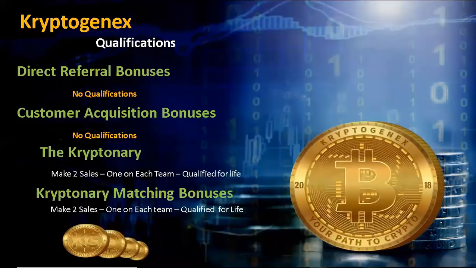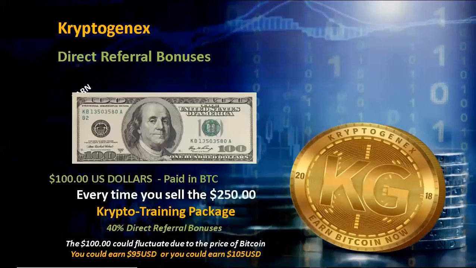There's no qualification to earn the referral bonus or the customer acquisition bonus. However, for the Kryptonary, we call it the Kryptonary, it's a binary. For the Kryptonary, you must make 2 sales, one on each team, one on your left and one on your right, and you're qualified for life.